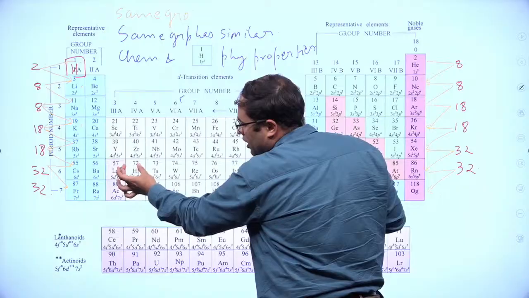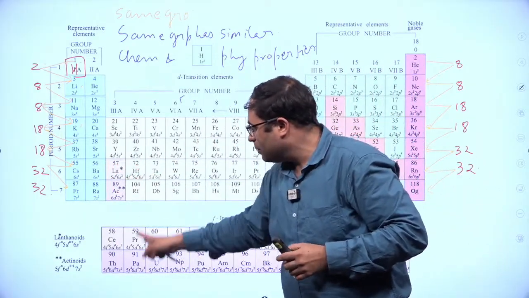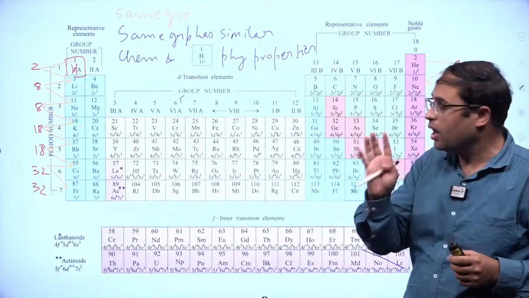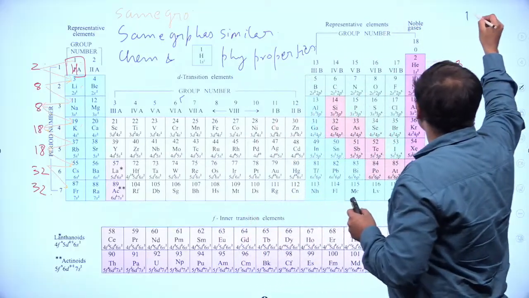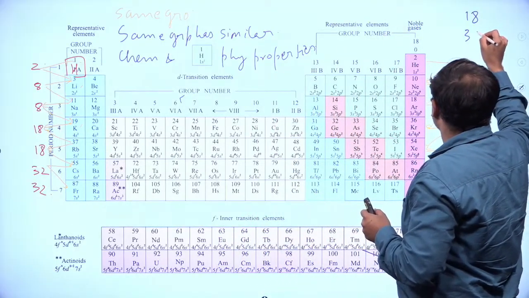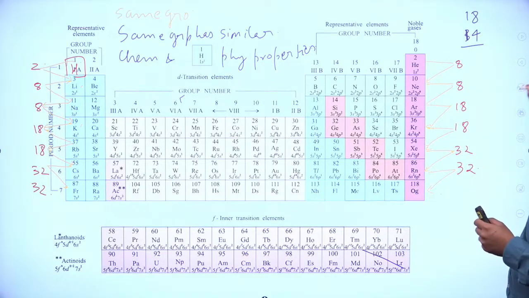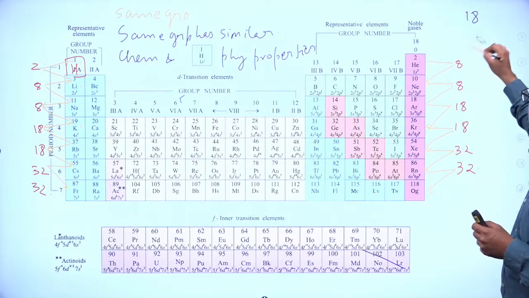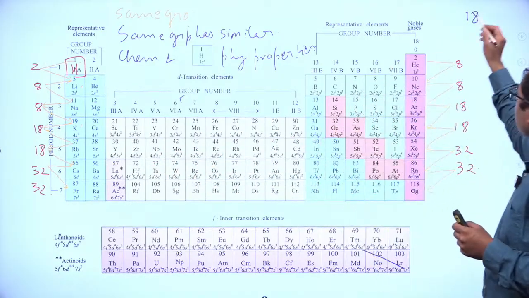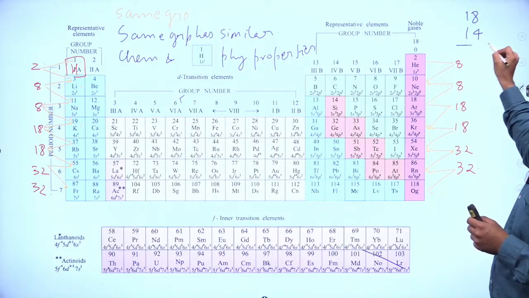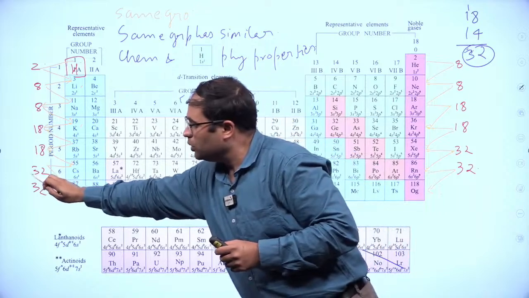And one more thing, see here, normally it is 1, 1, 1, 1 increase, right? Here from 57 to 72, there is a gap of 14. That 14 atomic number gap is these 14 elements. So remember, that is why here it is 32. Why is it 32 here? It is because of these 14 elements. So now it's 18 plus 14, 32. That's why you have 32 here.